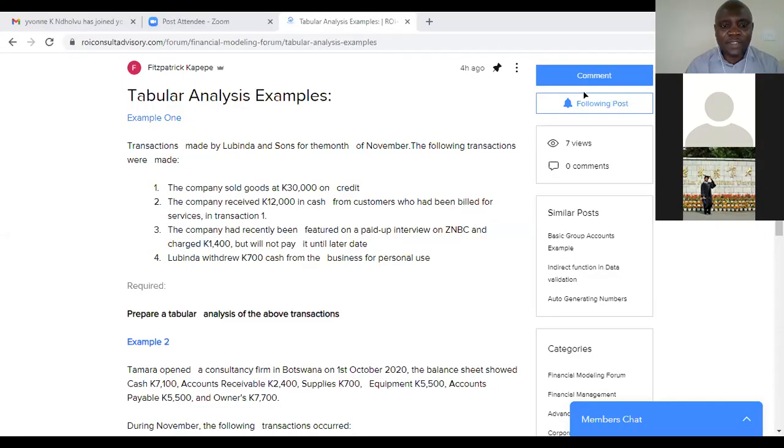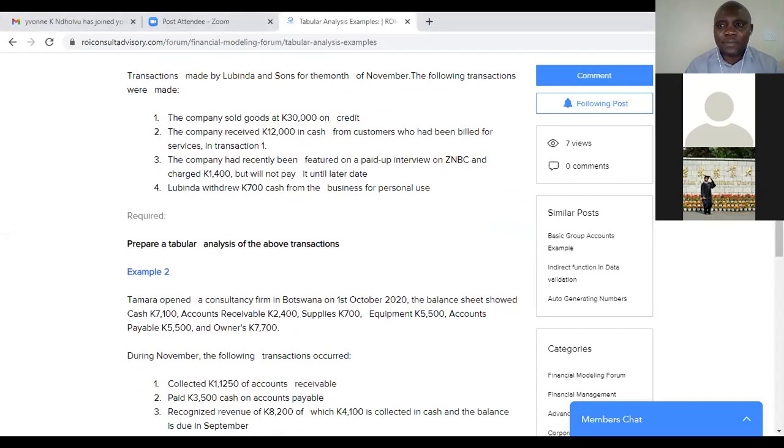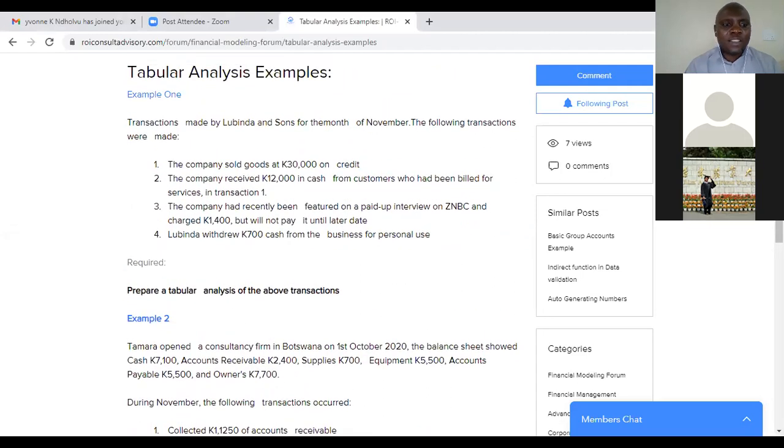So we go to my website, or to the Roy Concert website. This is where we have these two questions. If you can do these two questions, then you're home and dry. The first example, that's what we are going to start with as a basic. So you can get a screenshot and just capture that, so that when I go to Excel, you will be telling me what is in there.